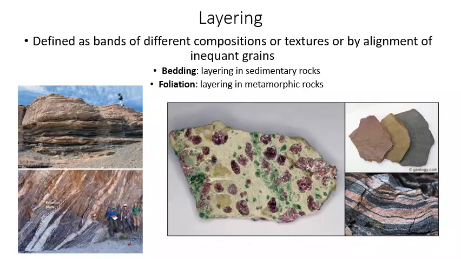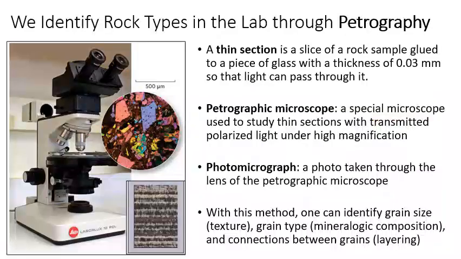In the laboratory, we identify rock types through something called petrography, with petro meaning rock and graphy meaning the writing of, so the writing of rocks, if you want to look at the etymology. A thin section is a slice of rock sample glued to a piece of glass with a thickness of 0.03 millimeters. This is so thin that light can pass through it. And so we put these thin sections on our microscopes and are able to view the minerals and the relationships between the minerals in very high detail.